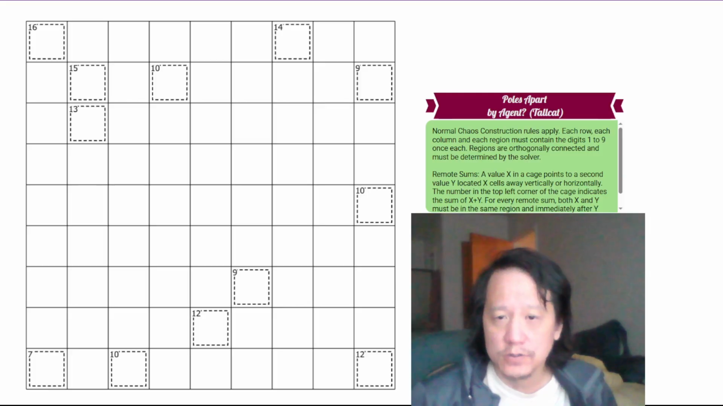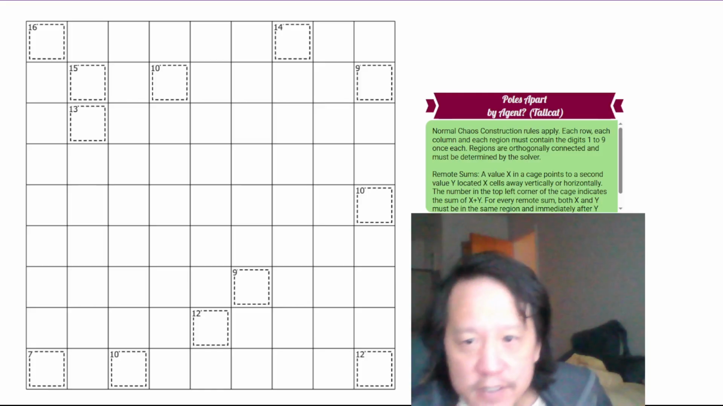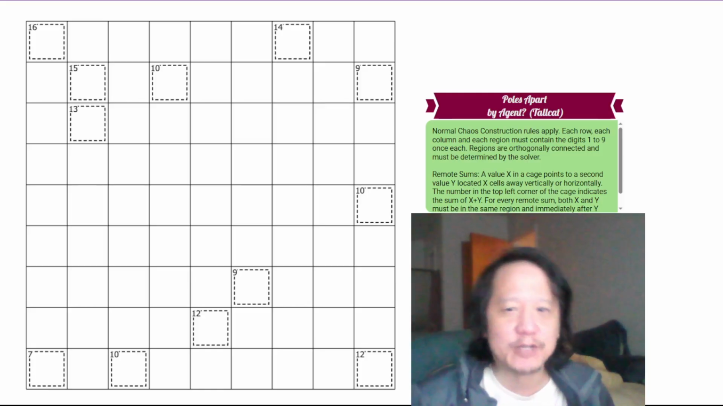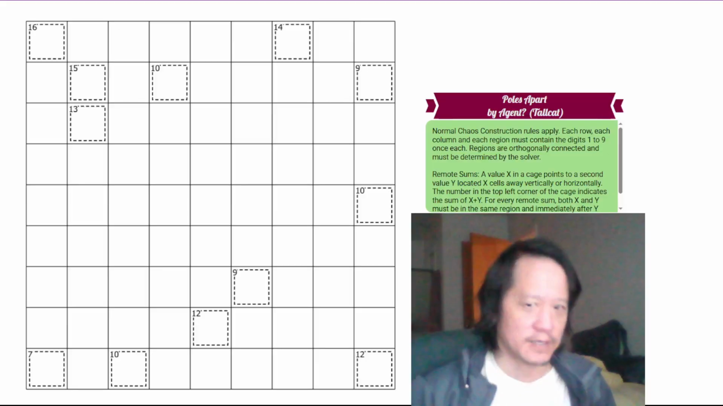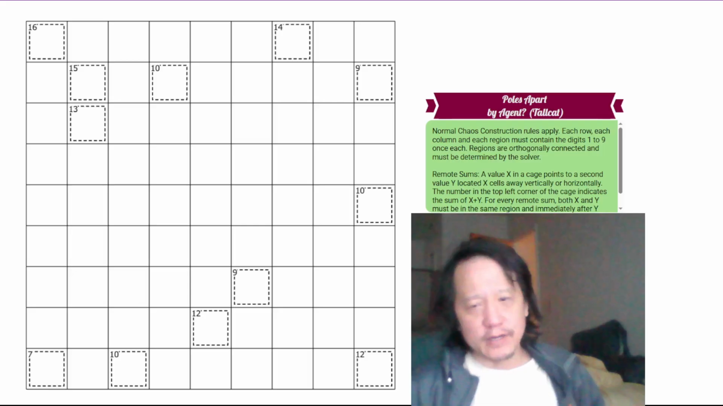And it's called Poles Apart by Agent Tallcat. I'm not sure who that is. It's basically either Agent or Tallcat, I'm guessing. Anyways, let's get to the rules.